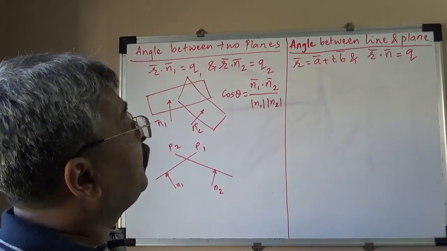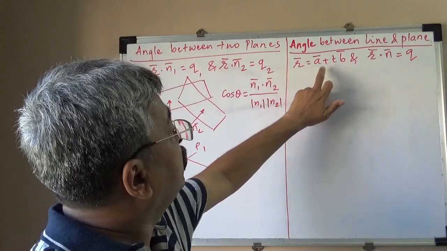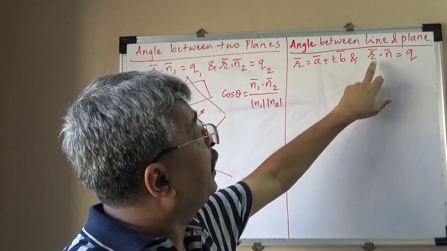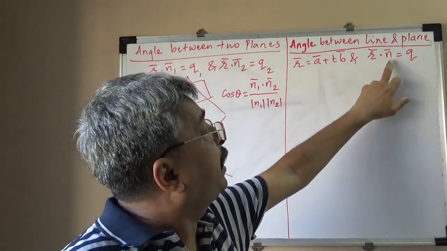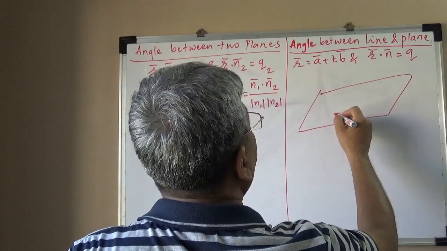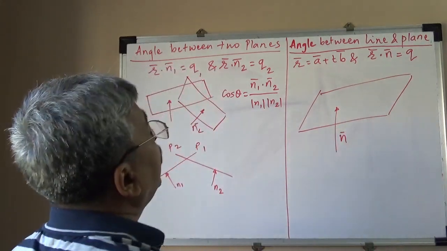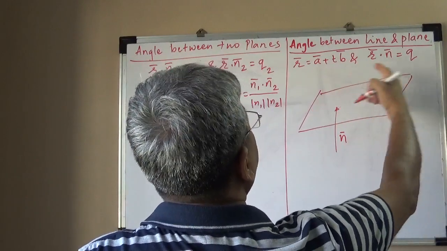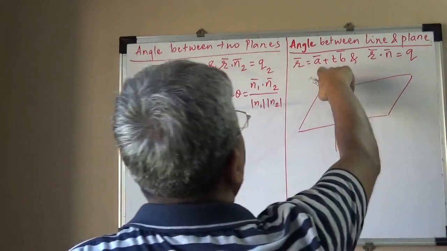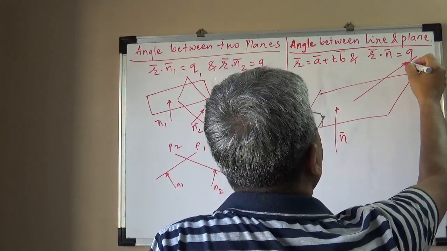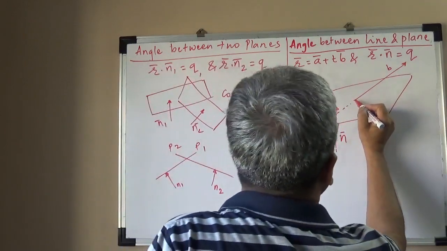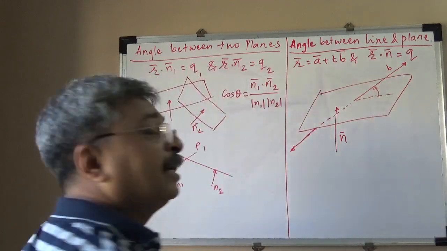Then we come to the angle between a line and a plane. Suppose you have been given a line r is equal to a plus t b. So b is a direction vector and the line passes through point A, and the plane is r dot n is equal to q, where n is a perpendicular vector. Geometrically, you have a plane and a perpendicular vector n bar, and a line passing through A. Unless vector b is parallel to this plane, the line will intersect it. So let us take the case where the line intersects the plane. This is vector b in this direction, and we are interested in finding the angle the line makes.